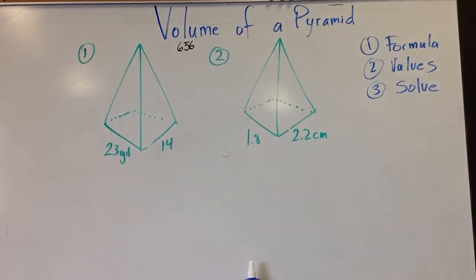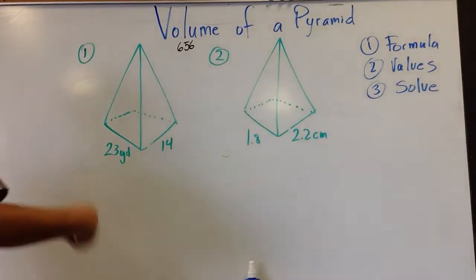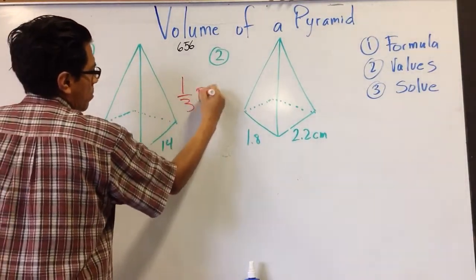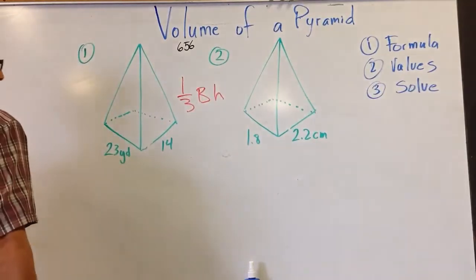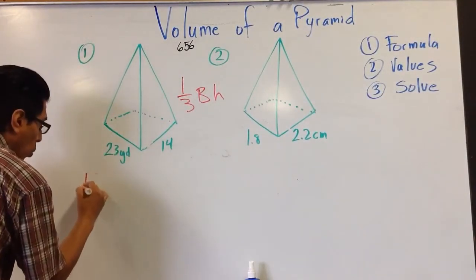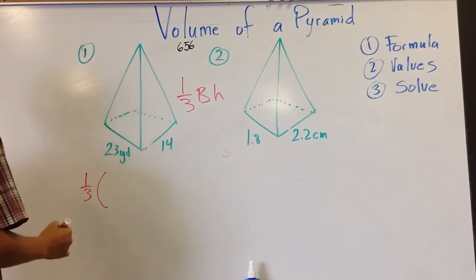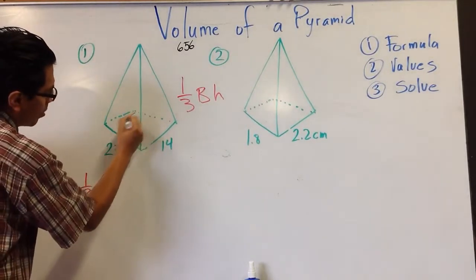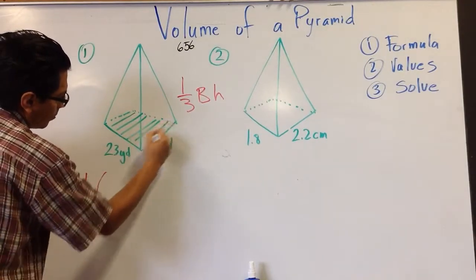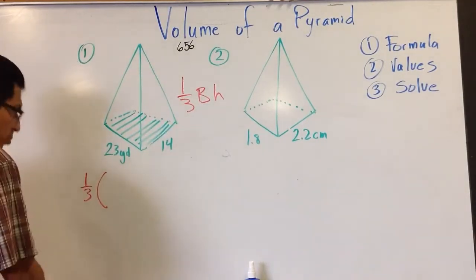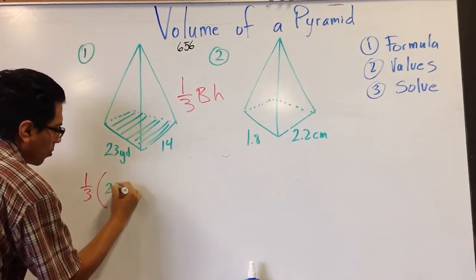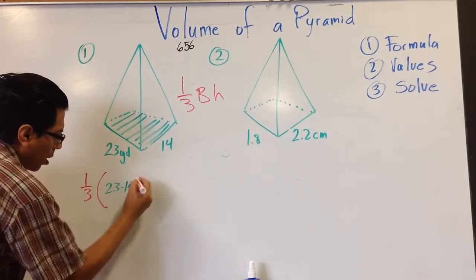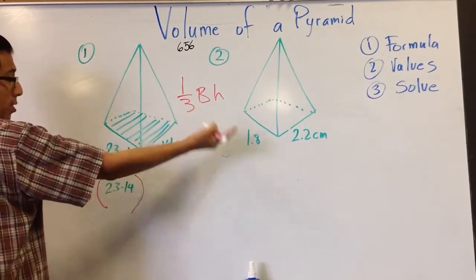Yes. And first of all, what's our formula? 1/3 times big B times height. All right, so 1/3 times big B. Well, what's big B? Big B is my base. So see my base right here? It's right here at the bottom. And so big B is, what is that? 23 times 14. That's going to give us the area of that. That's big B. Now what's our height?